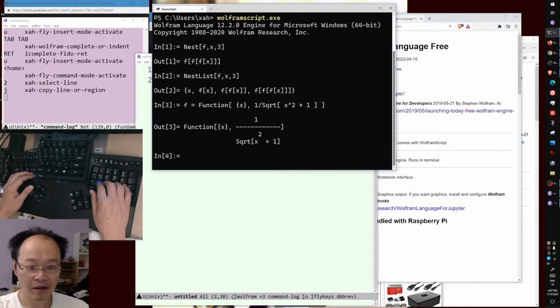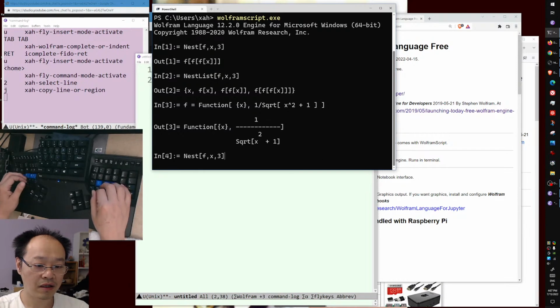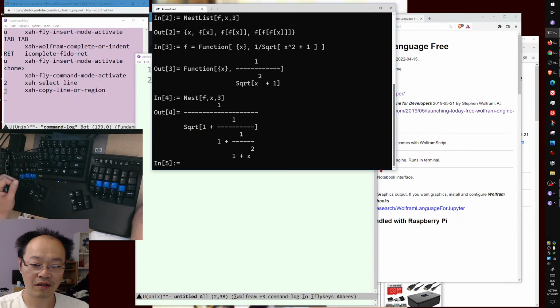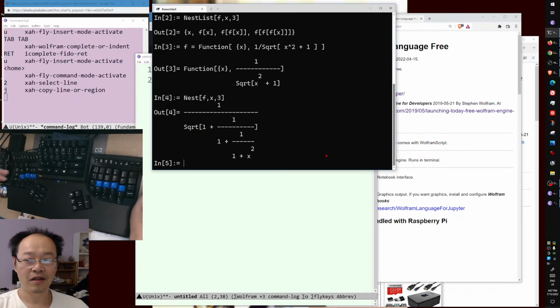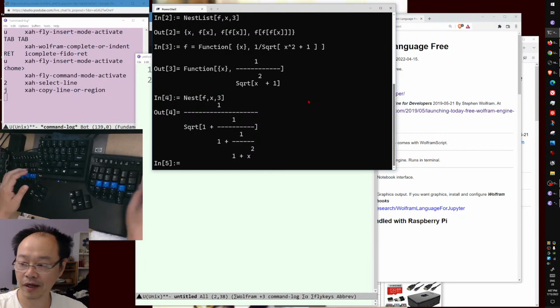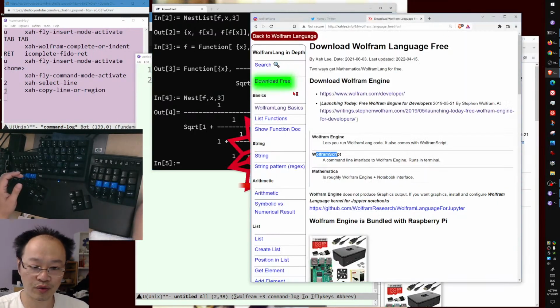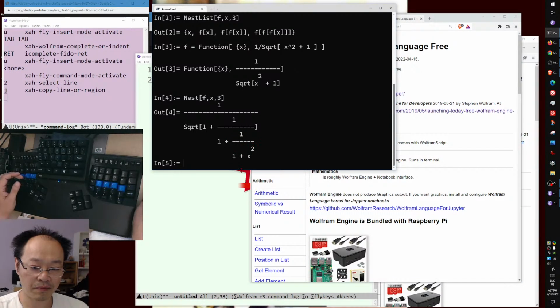So now let's do the Nest again 3 times. You see you get this kind of continued fraction. And now, this is a demo of the Wolfram script command line interface. Okay, now let's go to the Wolfram desktop.